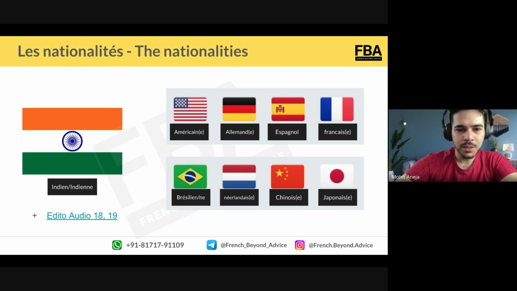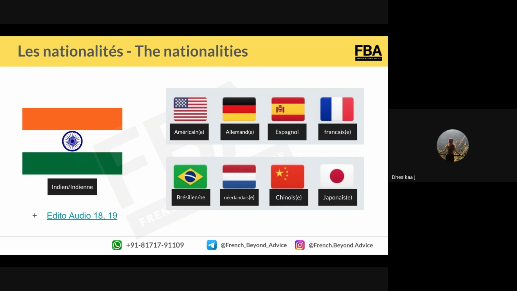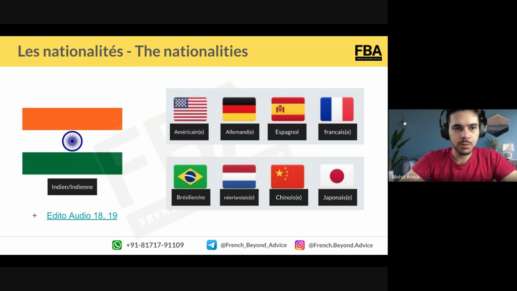Then espagnol. Je suis espagnol. It's gender neutral for female and male. Just a moment, I need to confirm this. I think I wrote it incorrectly.